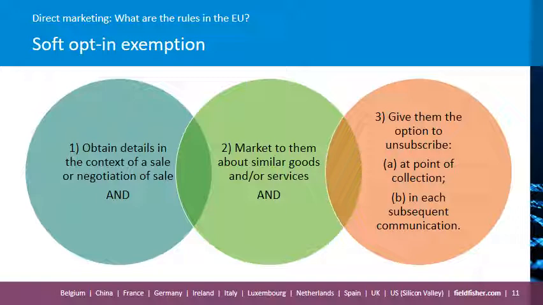Now, it's important to note that this exemption will only apply in the context of the sale or negotiations relating to similar products and services that you intend to market. So, if you've obtained the individual's contact details when selling them a new pair of socks, you can rely on this exemption to send them marketing about socks or other items of clothing, although just how similar the products need to be will vary across the EU. However, you can't then use this exemption to send them marketing about wine, for example.